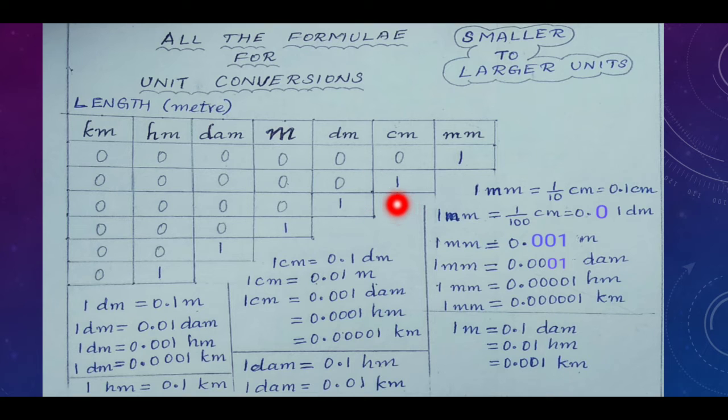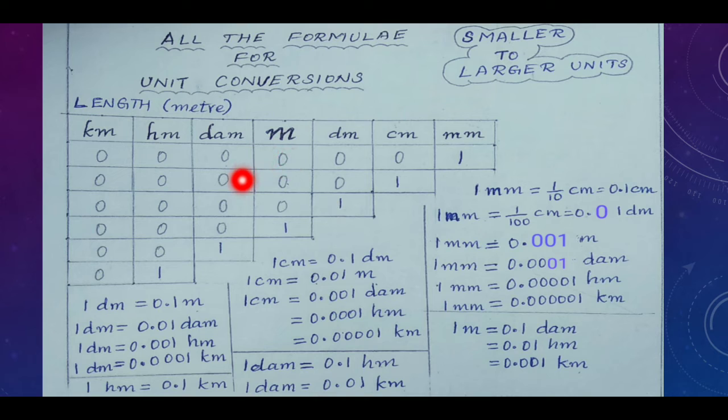1 centimeter is equal to 0.1 decimeter. For meter and centimeter, consider only these three boxes, 001. Okay, where to put the decimal point? Yes, correct. Here, 0.01 meter. 1 centimeter is equal to 0.01 meter. See, we have found it.